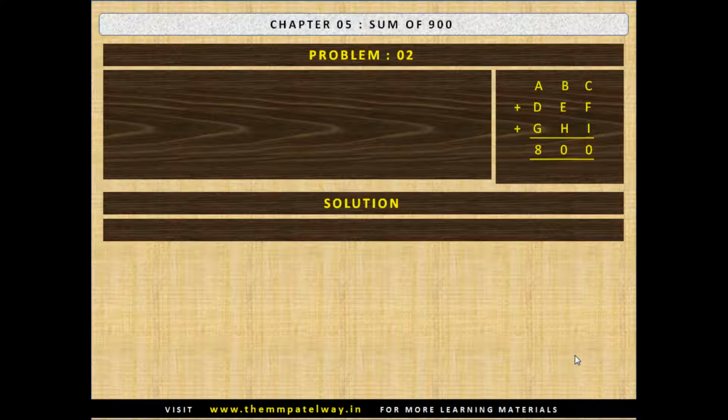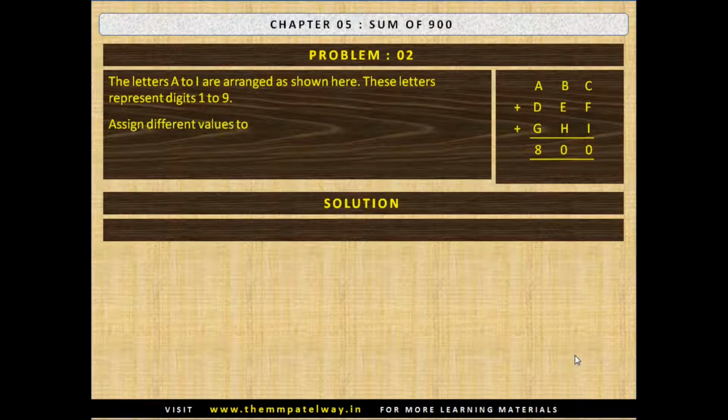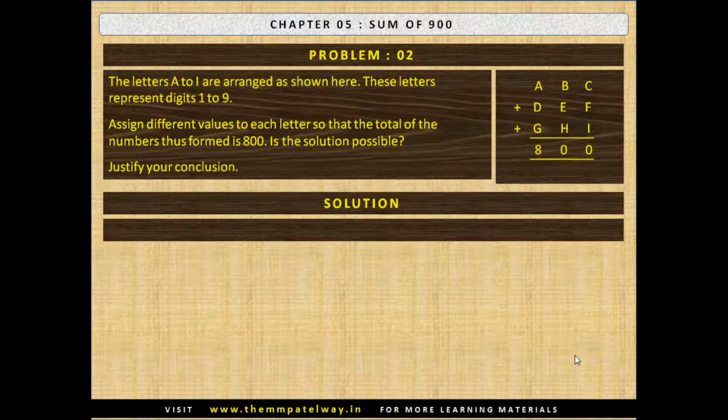Problem number 2. The letters A to I are arranged as shown here. These letters represent digits 1 to 9. Assign different values to each letter so that the totals of the numbers thus formed is 800. Is the solution possible? Justify your conclusion. Now stop the video and solve the problem.